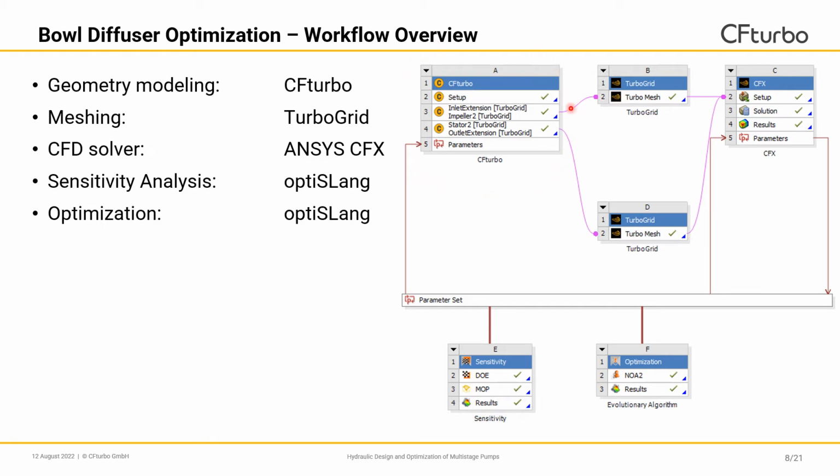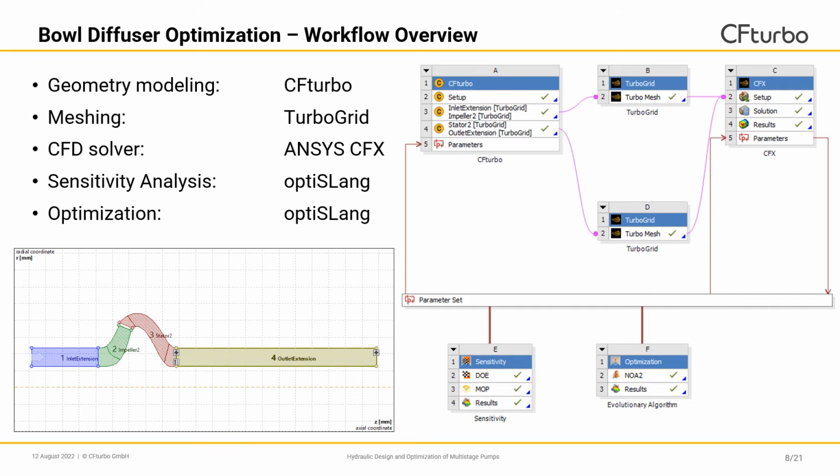CFTurbo creates the turbomachinery design, controlled by parameters inside of the parameter set, and then we transfer the geometry to TurboGrid to create the computational meshes. Inside of the CFX system, we set up our flow problem and solve it, and then we transfer results back into the parameter set. Additionally, we attached a sensitivity analysis and an optimization system to this workflow. In order to keep the computational costs low, we only used a reduced model where we only model a single pump stage, including some artificial outlet and inlet extensions.